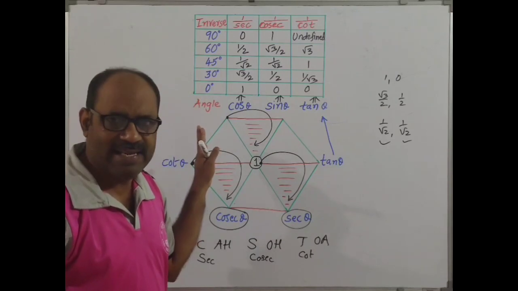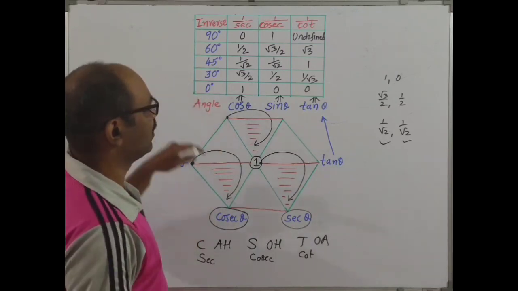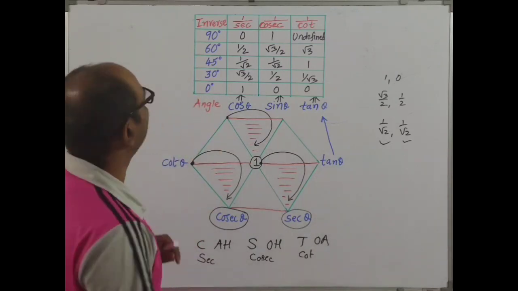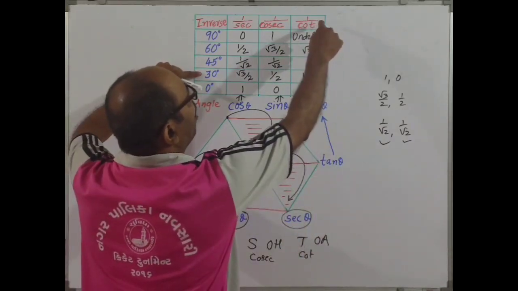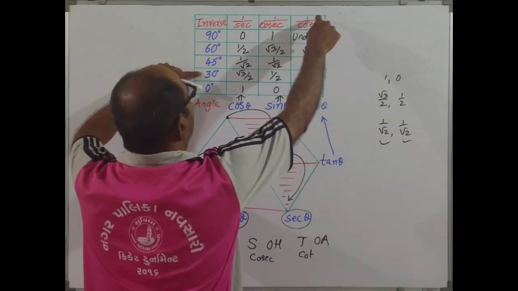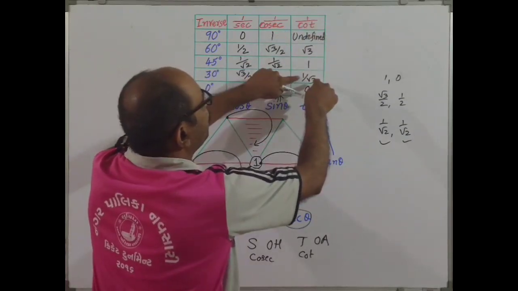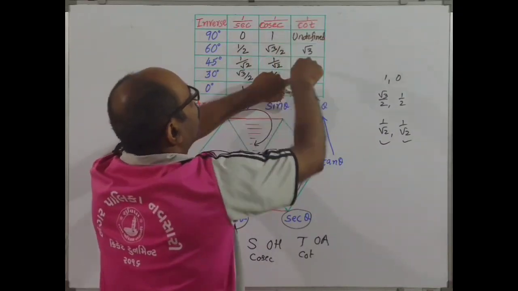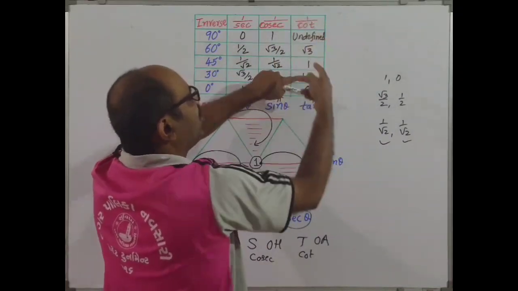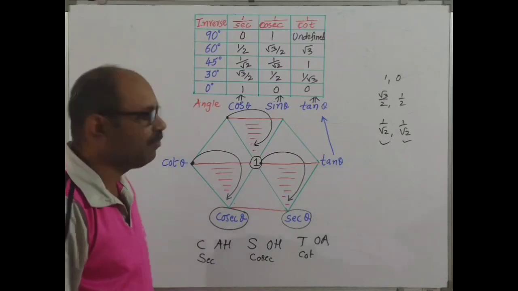So you can find out any as you like. Suppose cot 30. 30 is here, and that is 1 upon cot, the reciprocal. So you get 1 upon root 3, but if we take its reciprocal, it is root 3. So 1 upon cot is 1 upon root 3, so cot is root 3. Is that clear?